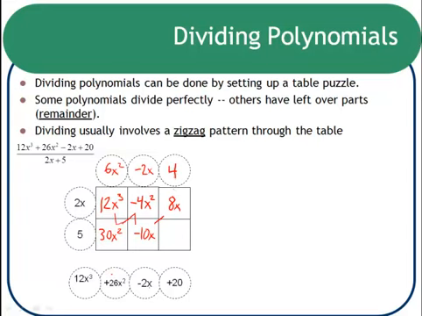And if this is 4, then 4 times 5 is 20. And that's exactly what it said it was. And so this one works out perfectly. This is your answer, 6x squared minus 2x plus 4.